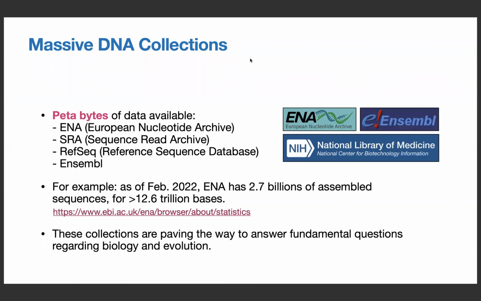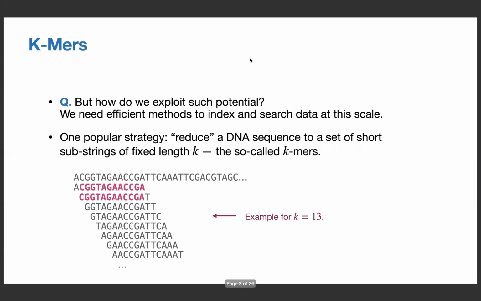We know very well that public repositories such as ENA, SRA, RefSeq, Ensembl, and so on contain billions of assembled sequences. These collections are, of course, very important since they are paving the way to answer fundamental questions regarding biology and evolution. But before being able to have a look at the data at this scale, we need, of course, efficient methods to index and search such collections.